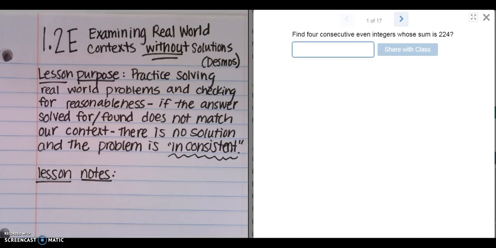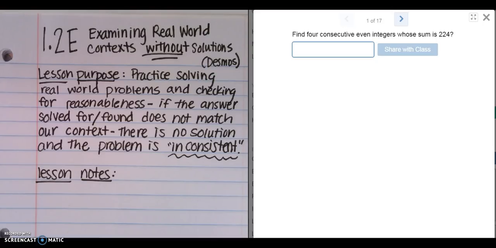Okay, so our lesson purpose is to practice solving real-world problems and checking for reasonableness. If the answer we found does not match our context, there's no solution and the problem is inconsistent. Okay, so we have some lesson notes. Let's look at our Desmos lesson.